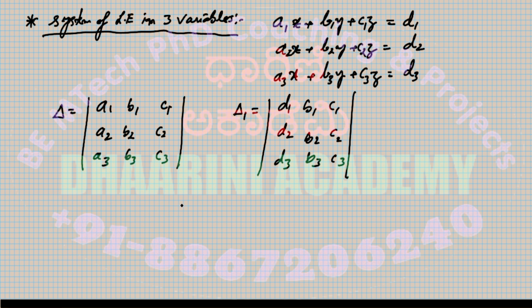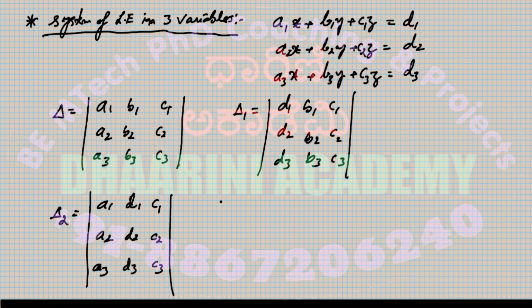Then let's go for another determinant, delta 2. Replace the second column, remaining as it is. So a1, a2, a3 as it is, replace the second column by the right hand side, that is d1, d2, d3. Third column as it is, c1, c2, c3. Third determinant, delta 3. Now the third column has to be replaced. So first a1, a2, a3 as it is, b1, b2, b3 as it is, and this is d1, d2, d3.